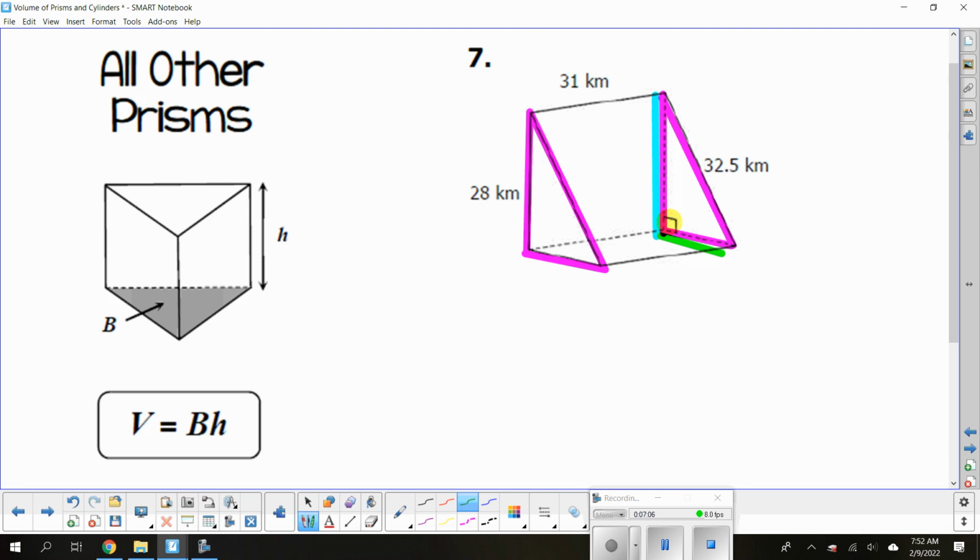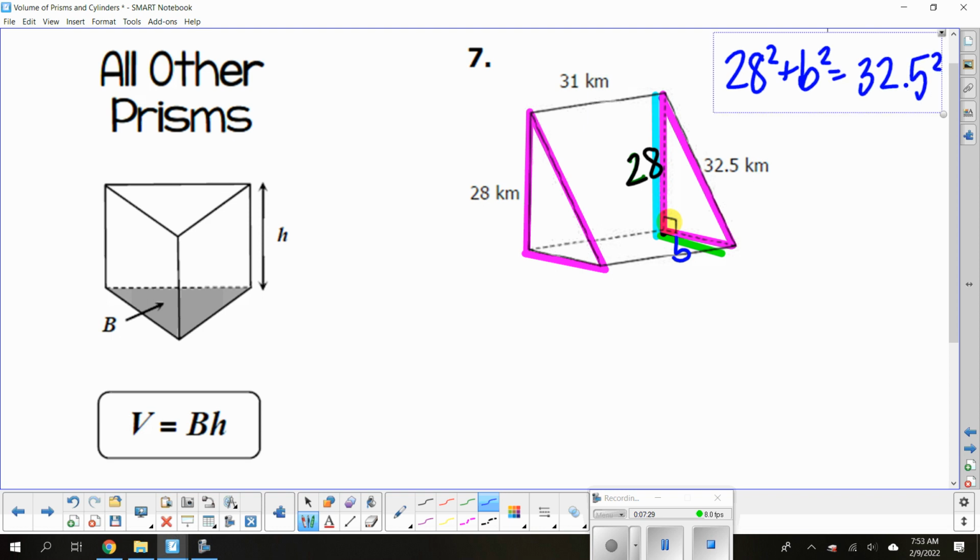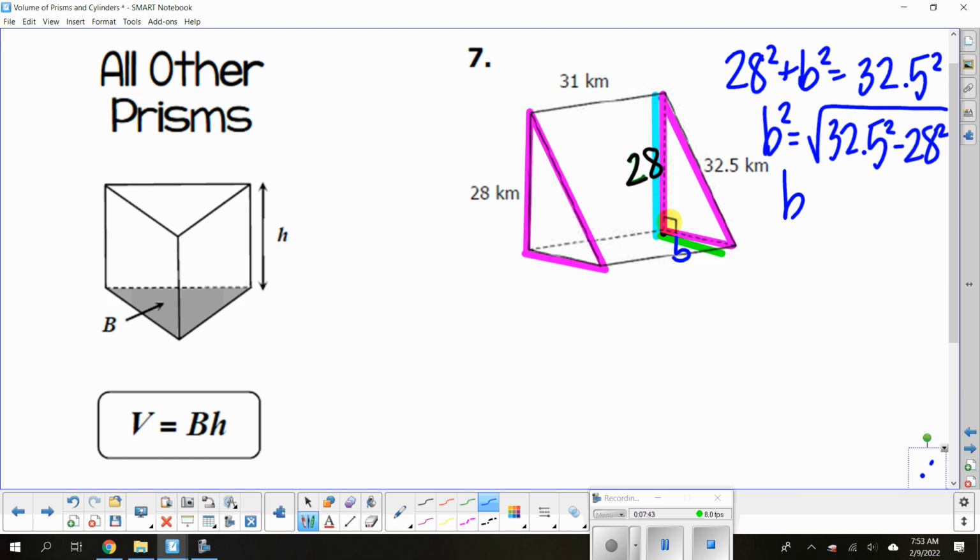Well, I can flip this 28 over, but I don't have the base. So we have to run the Pythagorean theorem. To find this base shape, I'm going to do a squared plus b squared equals c squared. Remember, like I said before, these are always going to be subtraction problems when it comes to the Pythagorean theorem, because we are never going to need the hypotenuse to be solved for in order to run an area or volume. So our base is going to be equal to 16.5.